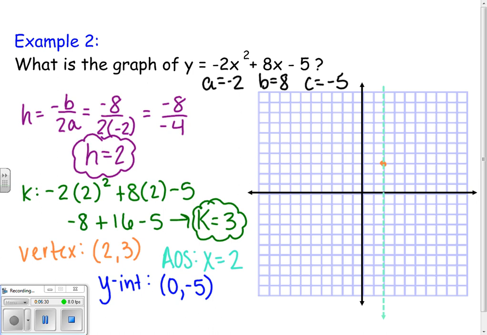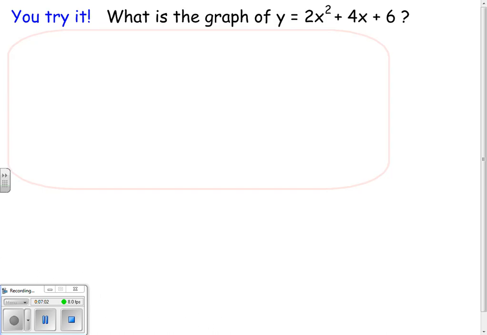So 1, 2, 3, 4, 5 puts me right there on the y-axis. And I can use that mirror to go to the other side. If you notice, that blue point is 2 units to the left of the axis of symmetry, so another mirrored point would be 2 units on the right. Connect them, and you should be good to go. This graph, to me, looks very skinny, and it opens down, which makes sense because your a value is negative 2. It's reflected and stretched. Pause the video to do your try it.